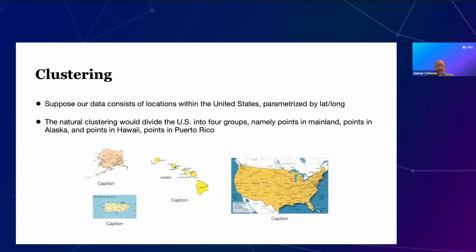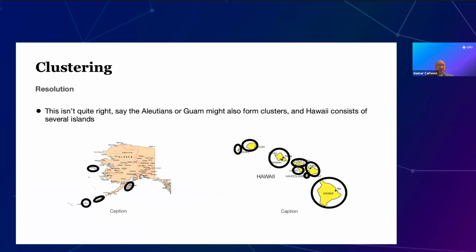On the other hand, if you think a little more closely about it, you realize this isn't quite right. The Aleutians in Alaska, for example, might form clusters, and some of the other offshore islands there. Hawaii consists of several islands, 8 to be clear. So maybe one wants that clustering. Well, it depends. Do you want that one, or do you want the higher level one? That's a question that depends on your use case, or on what you want to do with the clustering.